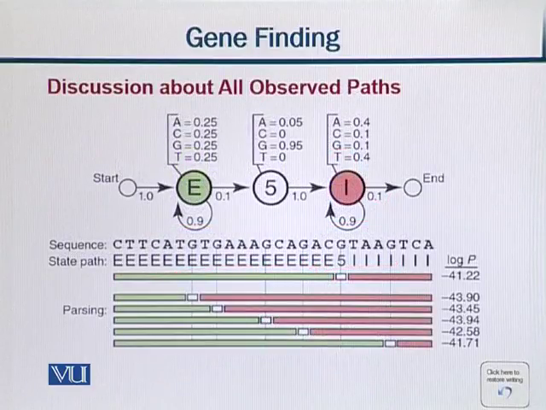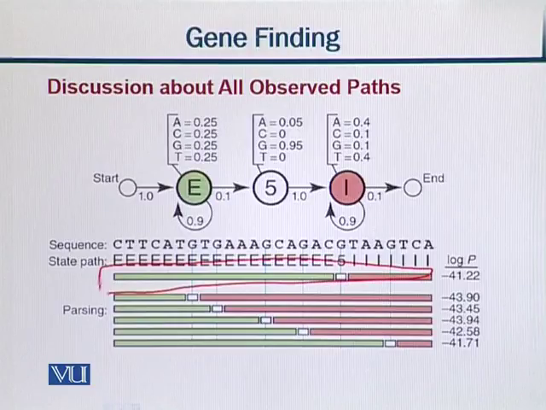In the previous page I showed just one value, for one state path. Is this the only path? The answer is no, there can be many other paths. For example, if I take the first occurrence of G as the splice site, it becomes this path. All the bases before this G are exons, and after it are introns, so this would be the result. When I take the log value of this, it becomes minus 43.90.